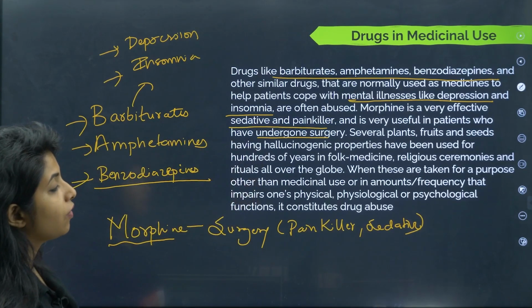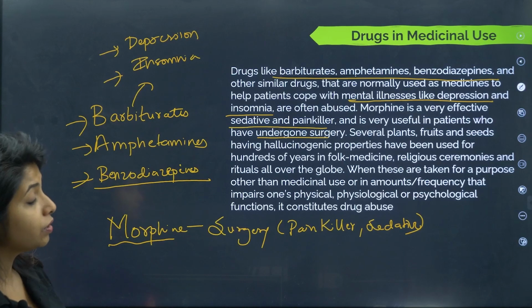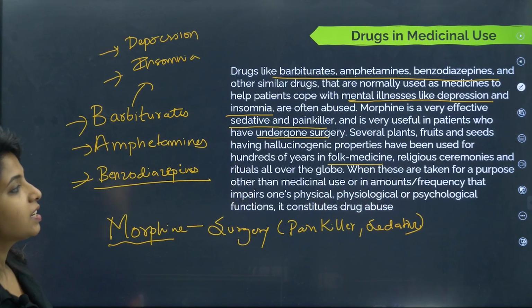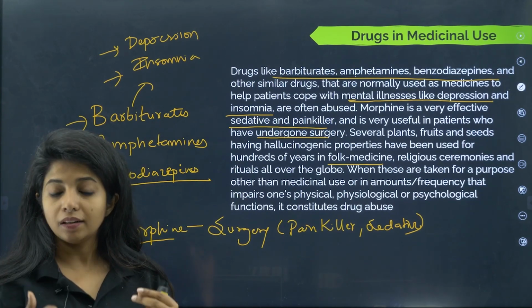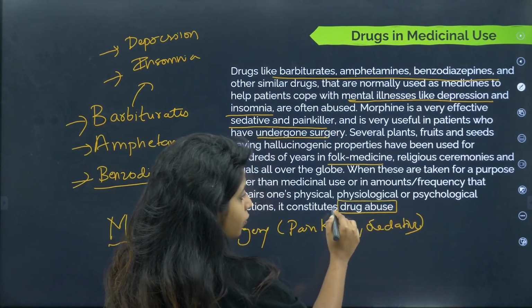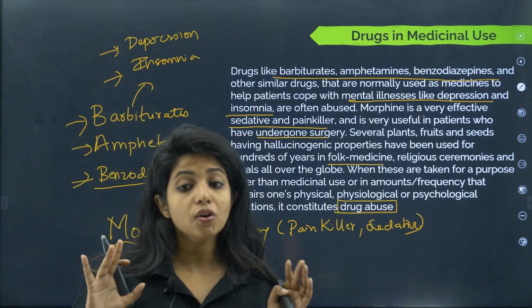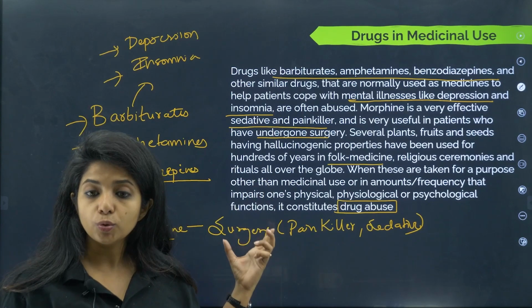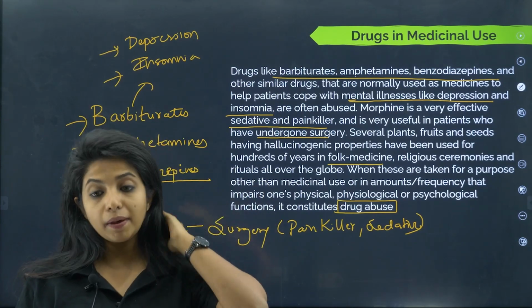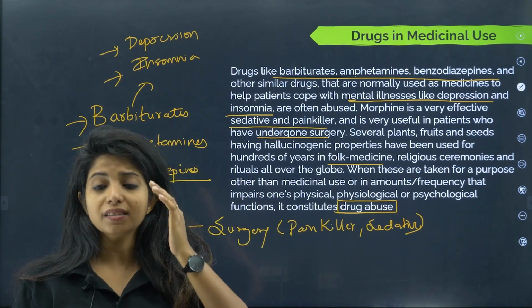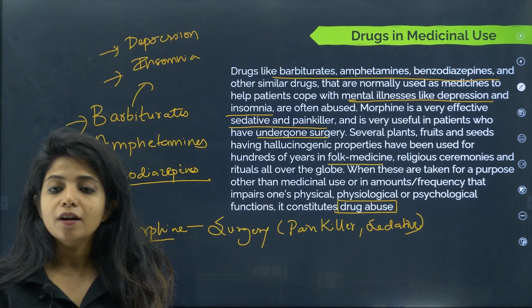Several plants, fruits and seeds having hallucinogenic properties have been used for hundreds of years in folk medicine, religious ceremonies and rituals all over the globe. When these are taken for a purpose other than medicinal use, or in amounts and frequency that impair one's physical, psychological and physiological function, it is known as what? Drug abuse. Abuse is when you are using something in a wrong way. Here drugs are used in a wrong way such that they affect your physical, physiological and psychological health, everything. That is known as drug abuse.